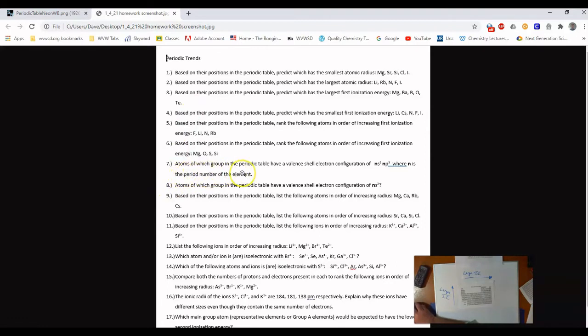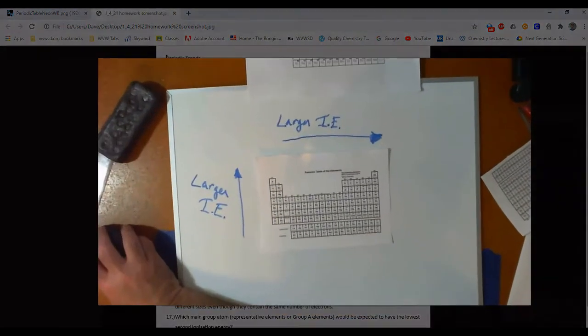Number 7 is an interesting question here. Atoms of which group in the periodic table have a valence shell electron configuration of ns2np3, where n is the period number of the element. N is just the principal energy level, or the principal quantum number. So it could be 1s2, or 2s2, 2p3, 3s2, 3p3. These all are going to fall within the same group on the periodic table.